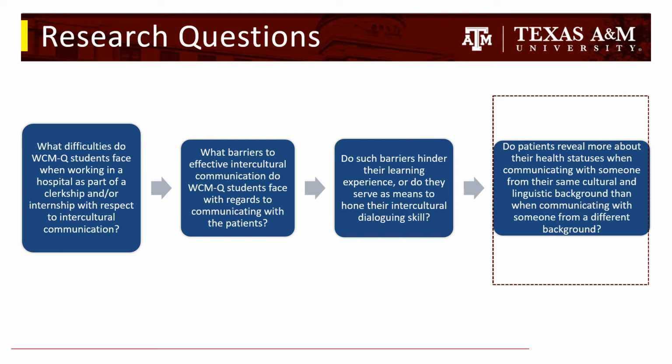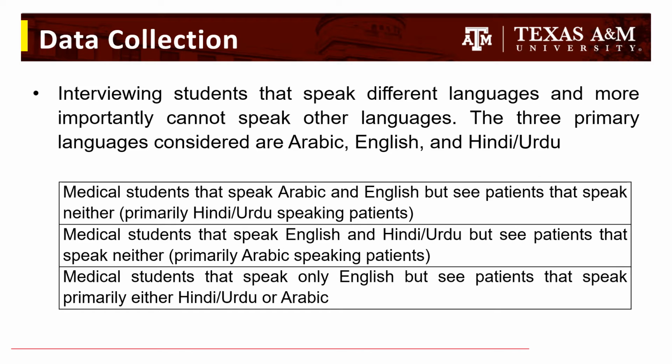linguistic background as themselves? The data for this project was collected by highlighting the three primary languages that are used in Qatar, which are Arabic, English, and Hindi or Urdu. And of these three different languages, three different groups of students from Weill Cornell Medicine were selected.